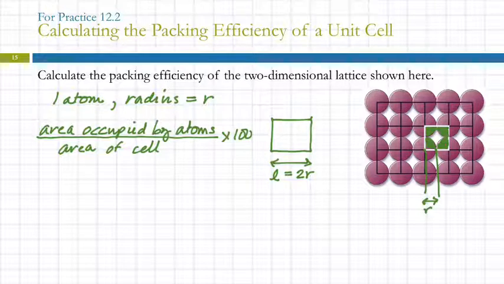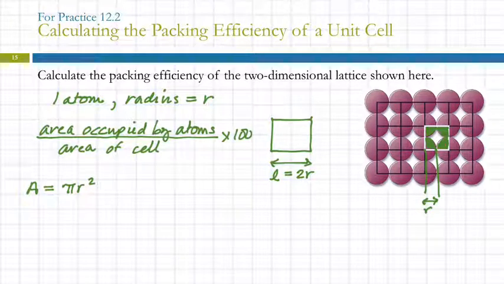Well, there's one atom, right? It has a radius of r. What's the equation for the area of a circle? Anybody remember? Pi r squared. So the area of a circle is pi times r squared.